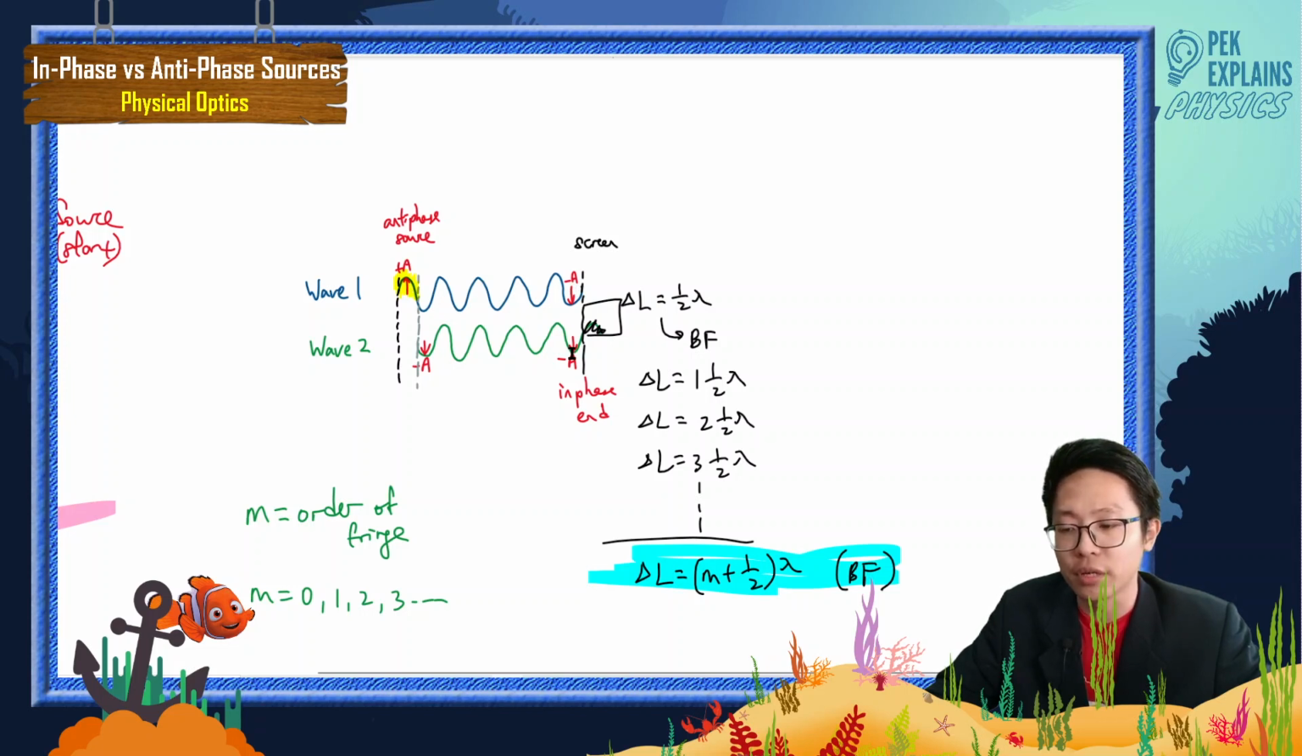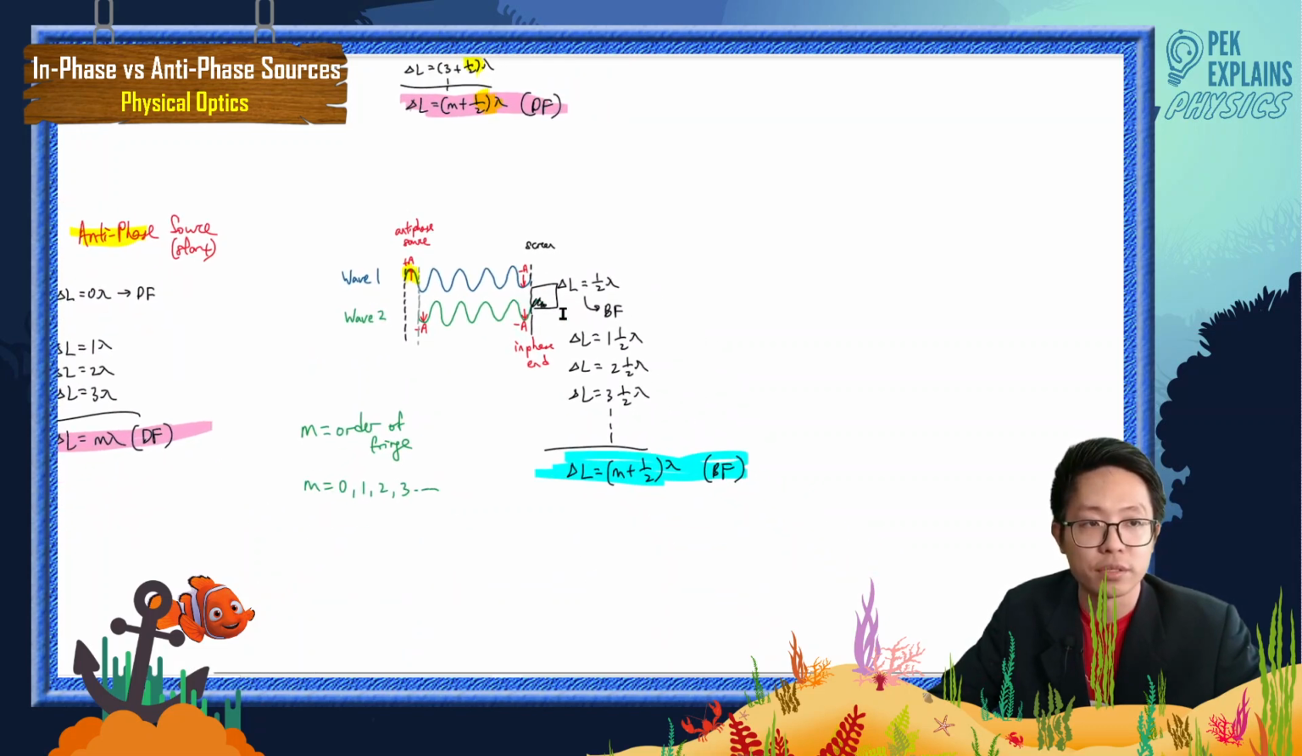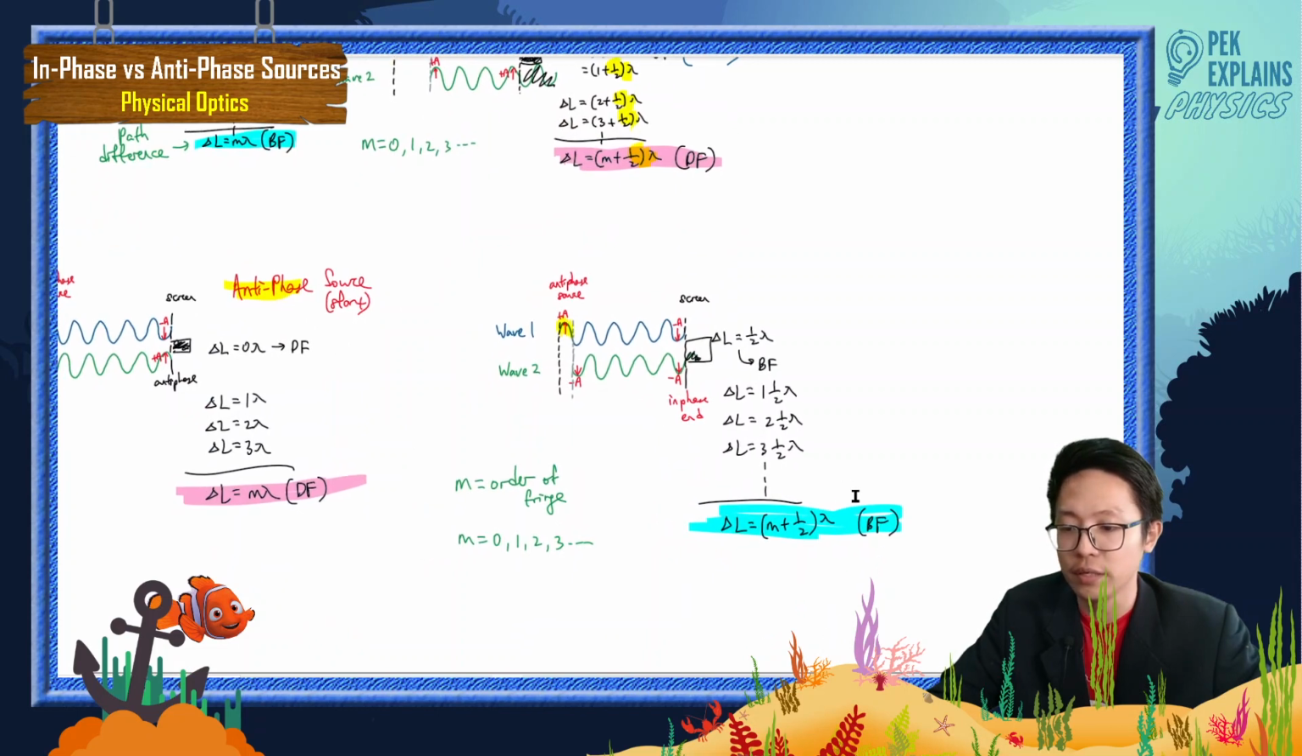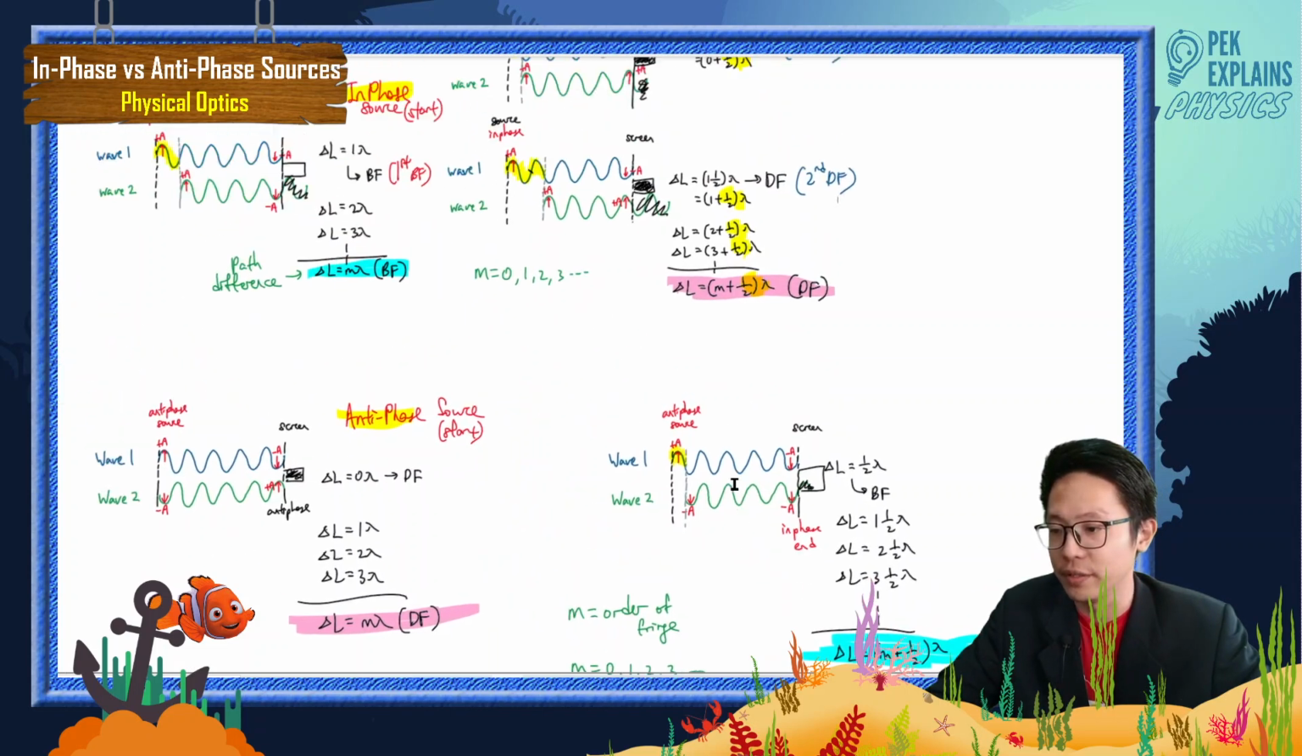They end up with constructive interference to form a bright fringe. So when path difference is half lambda, it forms a bright fringe. Half lambda, 1 plus half lambda, 2 plus half lambda, 3 plus half lambda, m plus half lambda, it forms a bright fringe for the antiphase source. For the antiphase source, m plus half lambda. Okay, you see that? That's the difference.